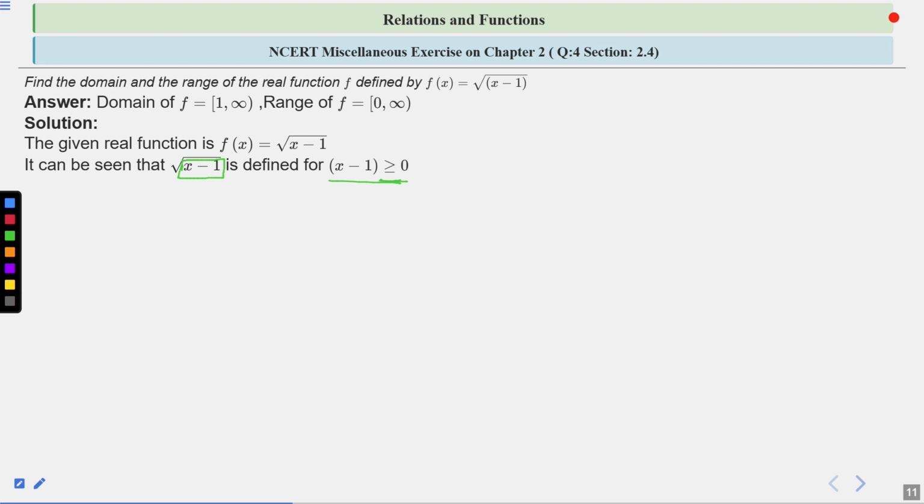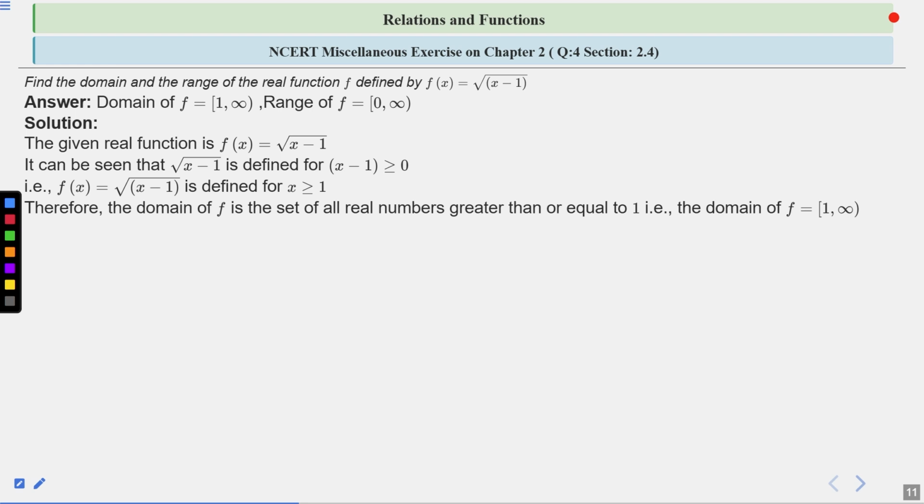Now just solve for x in order to get the condition. In this case, we are getting x must be greater than or equal to 1. Yes? Are we having any other condition? No. So therefore, the domain of f is simply the set of all real numbers greater than or equal to 1. In interval terms, we write the half-open interval, closed at 1, open at infinity.